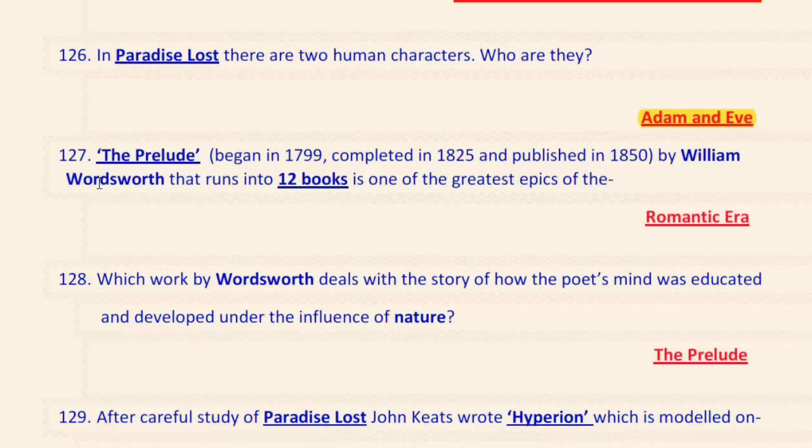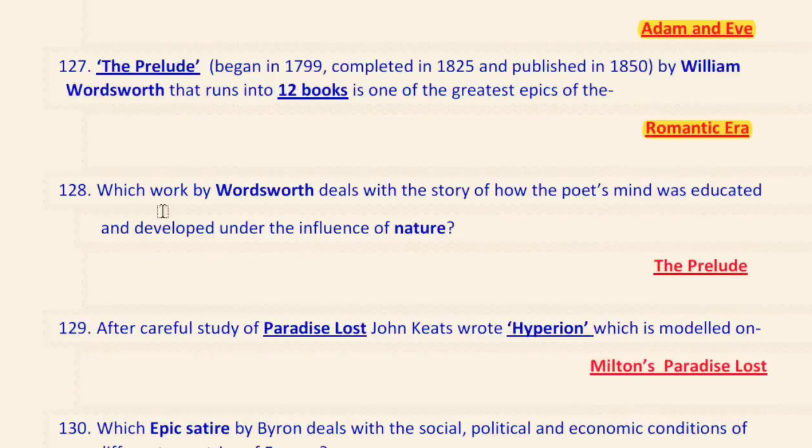Question number 127. The Prelude, begun in 1799, completed in 1825 and published in 1850 by William Wordsworth, that runs into 12 books, is one of the greatest epics of the Romantic era. Question 128. Which work by Wordsworth deals with the story of how the poet's mind was educated and developed under the influence of nature? The answer is The Prelude.